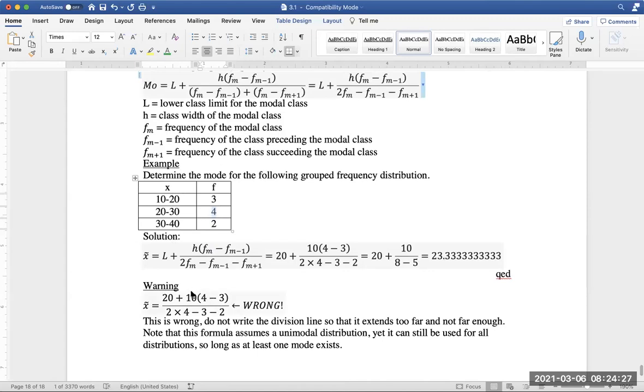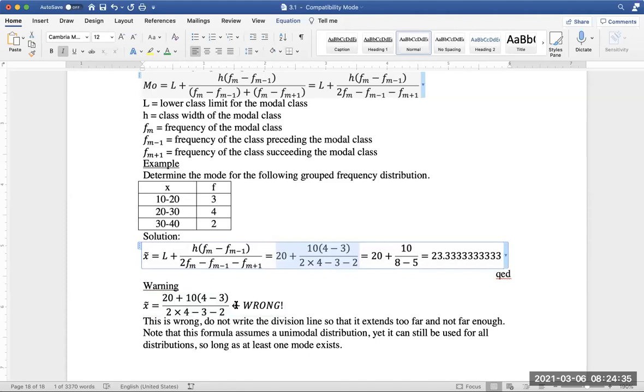Warning, many students accidentally, incorrectly, write this as this, meaning they extend this division line too far, or they don't extend it far enough. So do not write the division line so that it extends too far or not far enough.